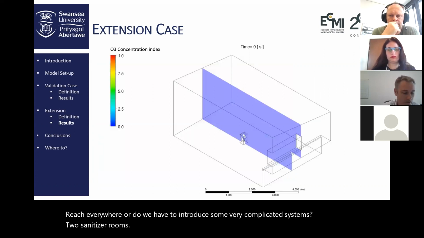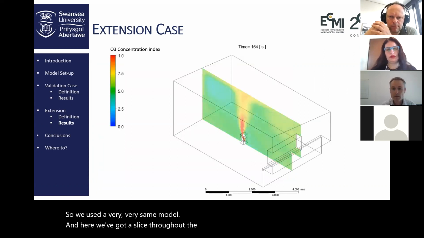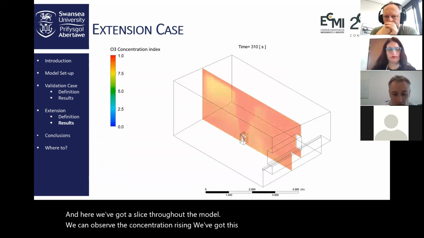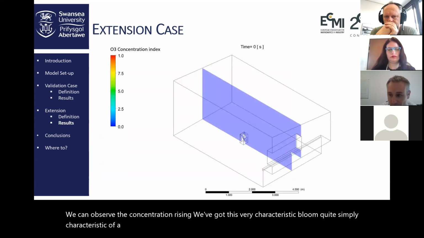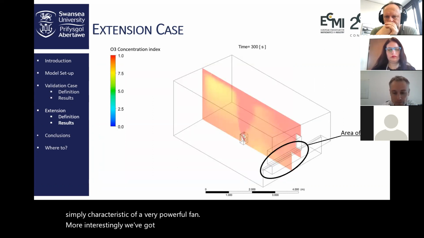So we used the very same model, and here we've got a slice throughout the model. So we can observe the concentration rising. We've got this very characteristic plume, quite simply characteristic of a very powerful fan. More interestingly, we've got this sweep, and we're going to look at this area of interest here.